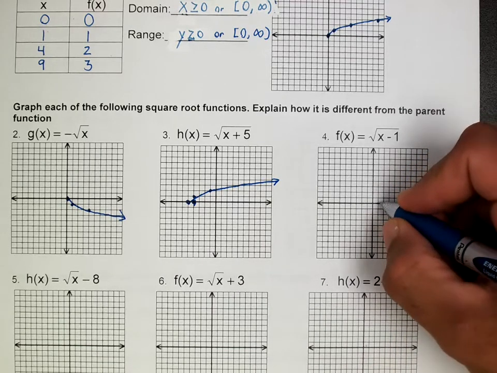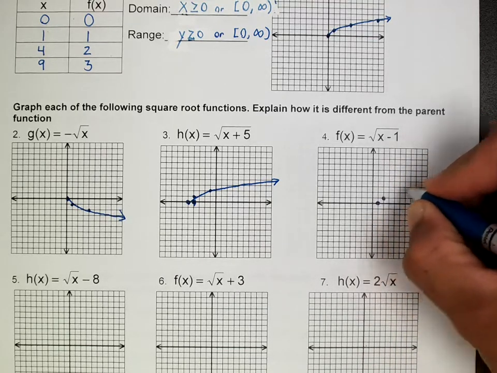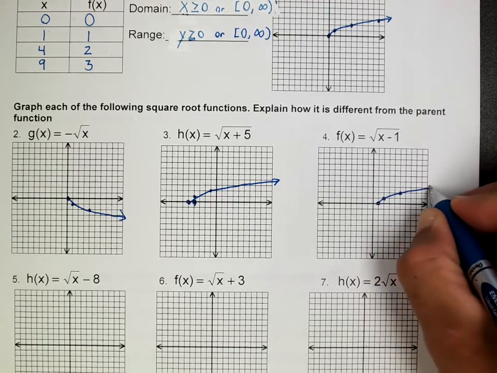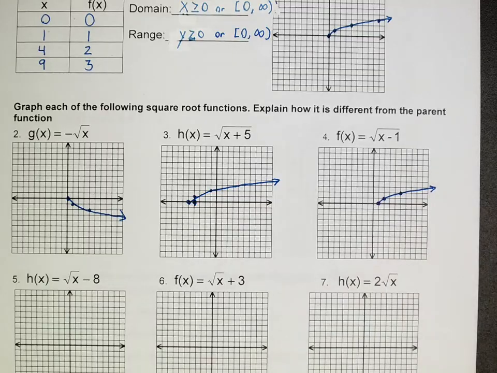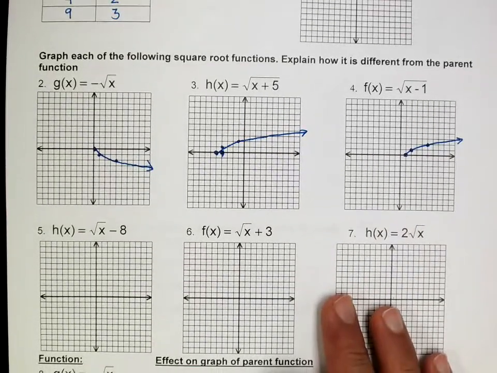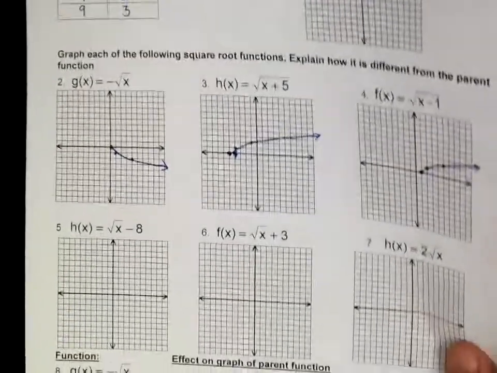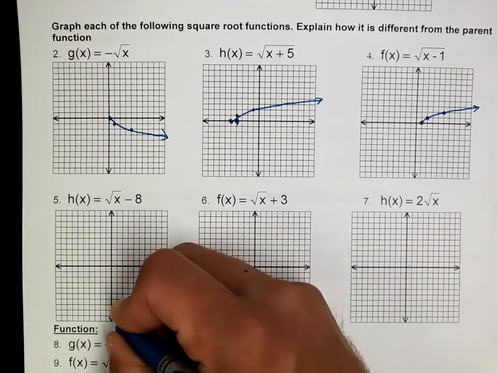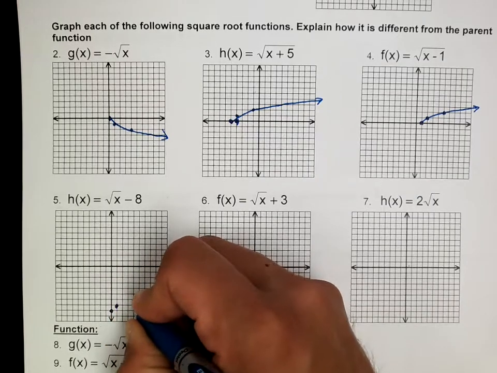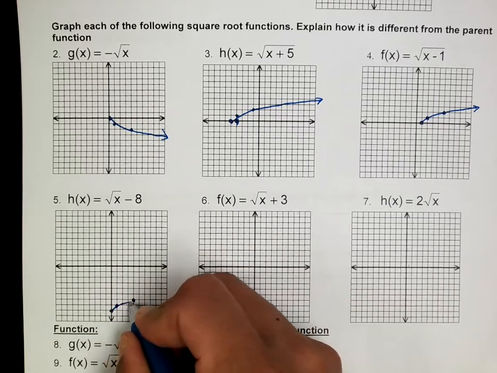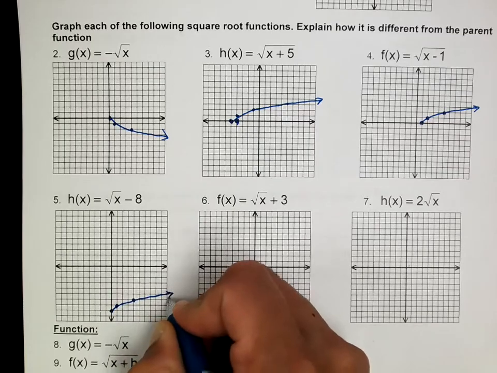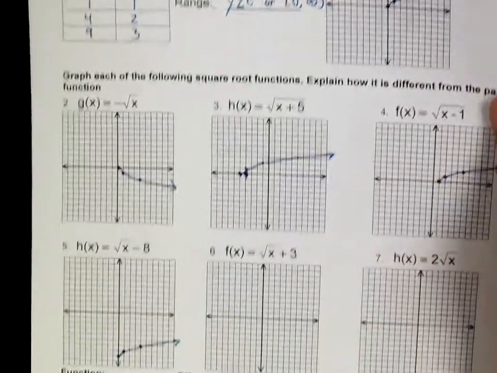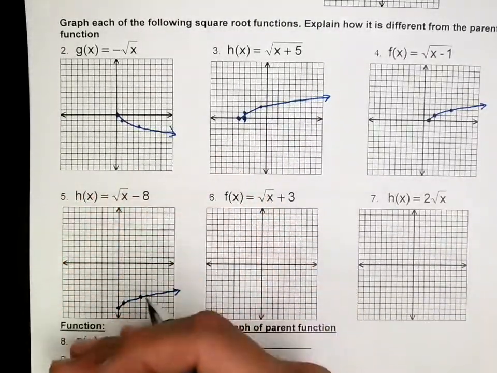If you put that on your calculator, you're actually going to move to the right one spot like that. Okay? Now, if I have a square root of x minus 8, this is what's going to happen to the graph. It's going to look like that. Notice that compared to the parent function, this function right here actually went down 8.